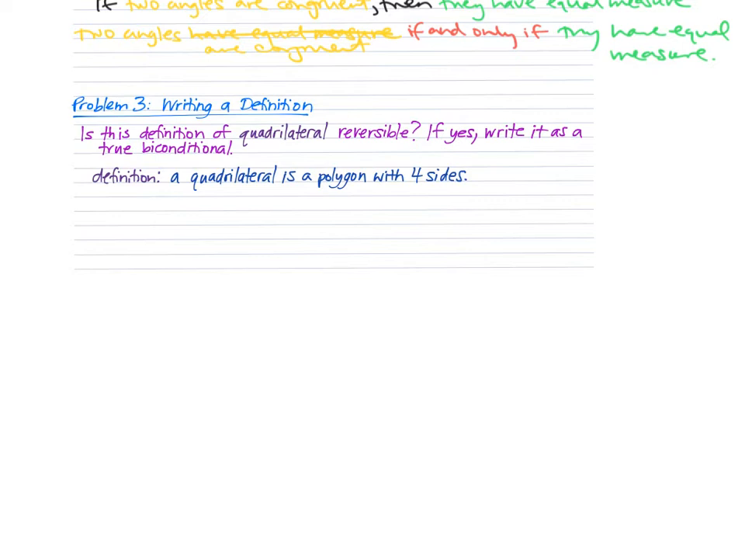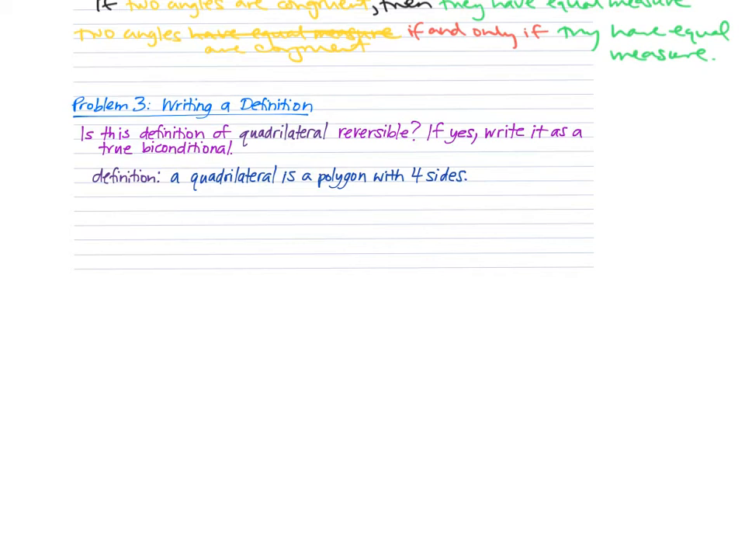So let's see, I won't write this, but a quadrilateral is a polygon with four sides. So if you have a quadrilateral, then it is a polygon with four sides. That's true. That's writing this as a conditional. Reverse it: if you have a polygon with four sides, then it is a quadrilateral. That's true. This is the definition of a quadrilateral, so we can write it as a biconditional.